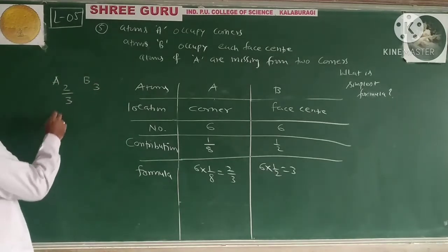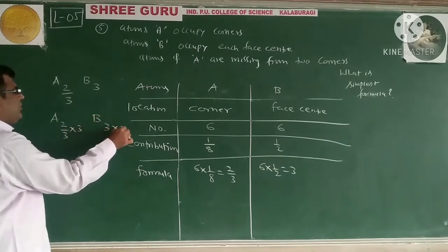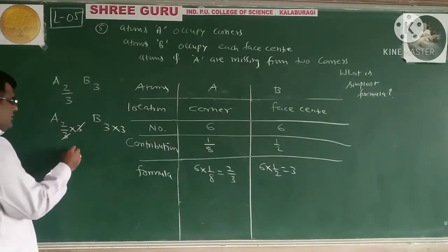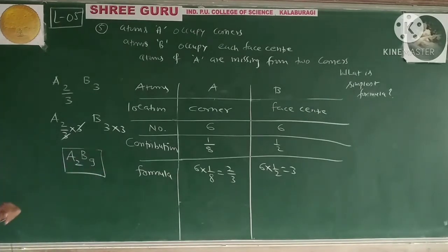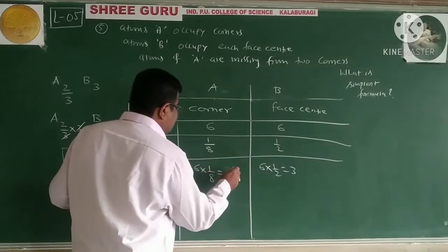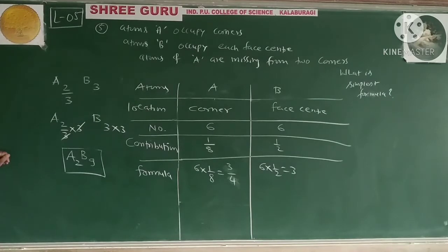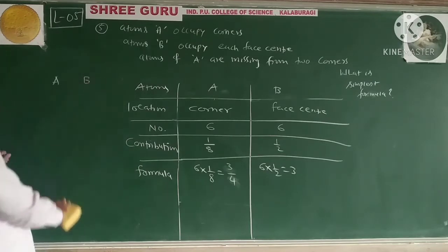It should be multiplied by 3. 2 by 3 multiplied by 3. This also should be multiplied by the same number, otherwise we will get wrong calculation. Sorry, it is 3 by 4, isn't it? Extremely sorry, it is 3 by 4. And that's why our answer will not be like that, but I hope that you got the correct answer.